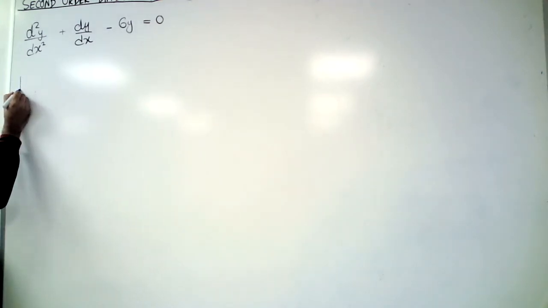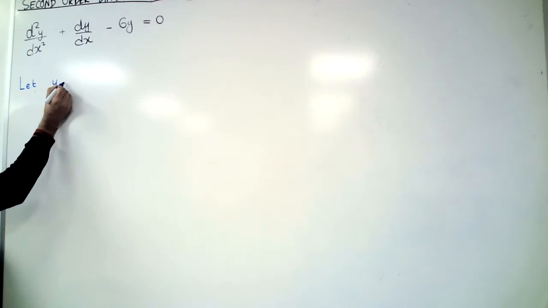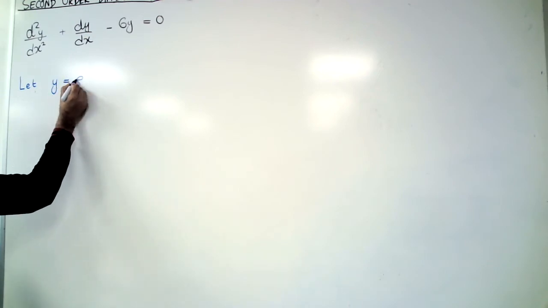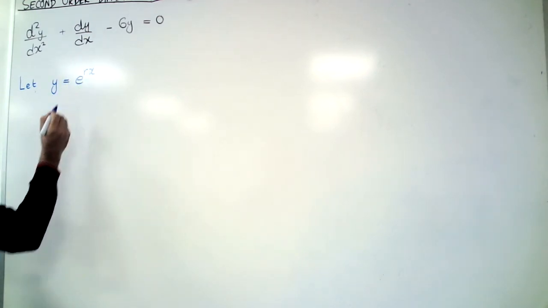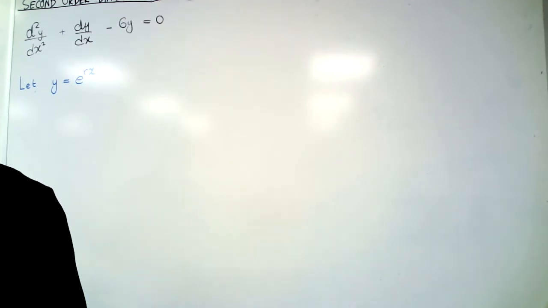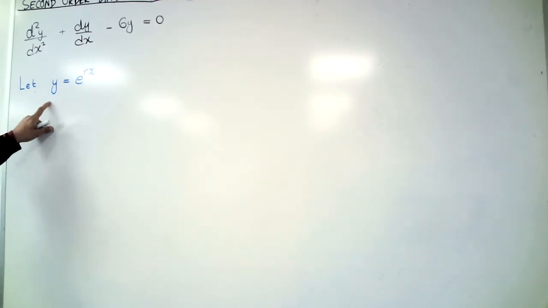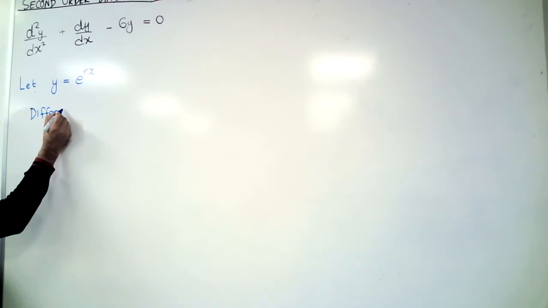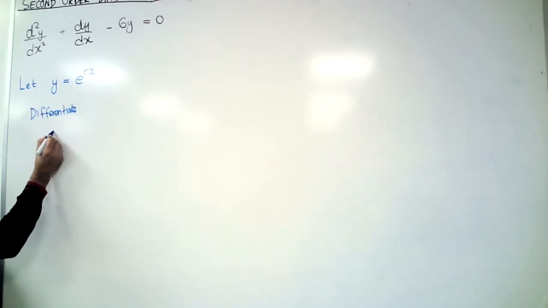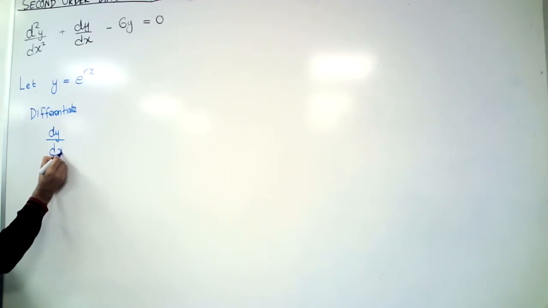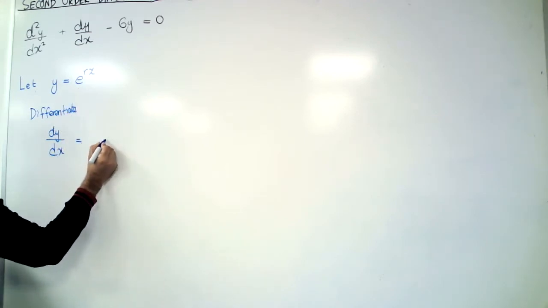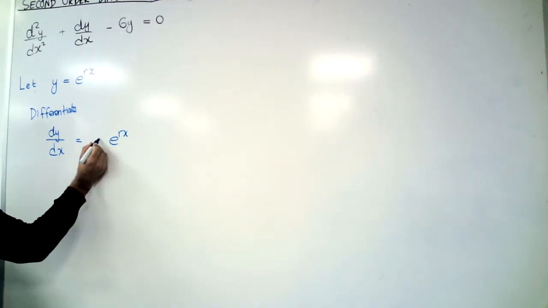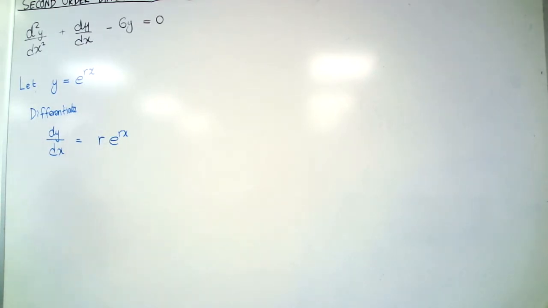We say let y equal e to the power rx. So we make an assumption. Now I need to find dy, so I need to differentiate it. That becomes dy over dx. The differential of that one is exactly the same, e to the rx, but the r will come out, so the r will be here. That's how we differentiate that.